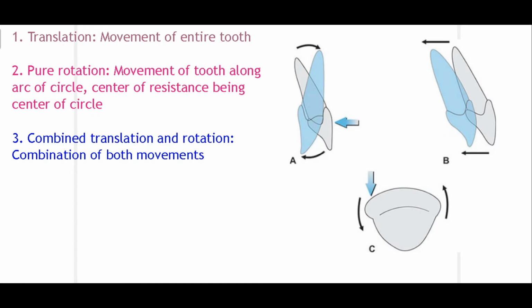Now, next is rotation. In rotation, there is a center point around which the entire tooth rotates in a circle. As you can see, force is applied in this direction and this direction. The tooth will rotate around this axis. And in diagram A, you can see tipping movement. And lastly, when we combine the two types of movement, we will get translation as well as rotation. So these are the three basic types of tooth movement.